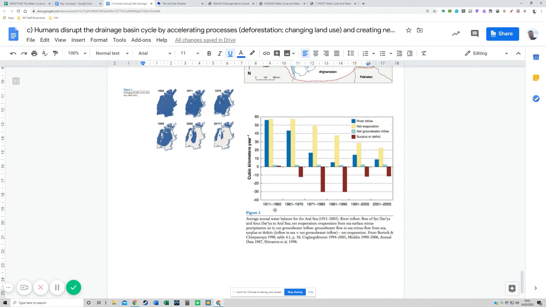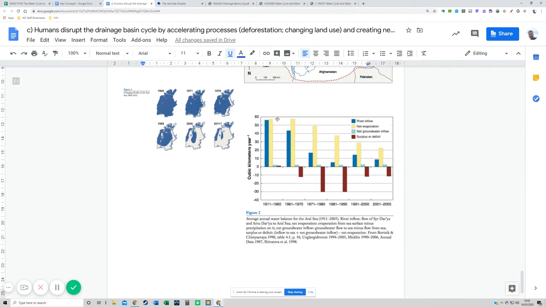If you go back to 1911 to 1960, you've got the river inflow, net evaporation, and net groundwater inflow, so the groundwater pouring in as well, and you've got a slight surplus. That's pretty stable. But as time's gone on, you'll notice that net evaporation's gone up. Net evaporation actually hasn't gone up. It's just gone up relative to the inflow. So it's the balance between the two. River inflow has been going down due to the irrigation upstream. Evaporation stayed much higher, which has led to a constant deficit.